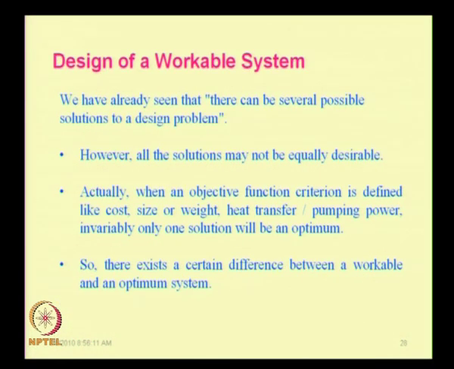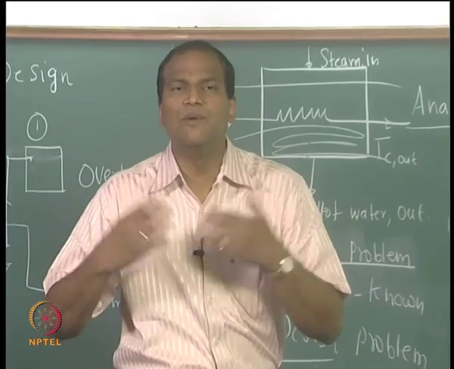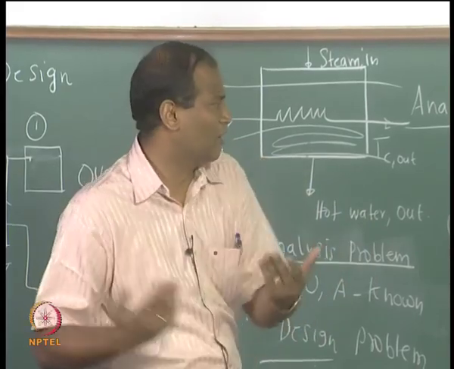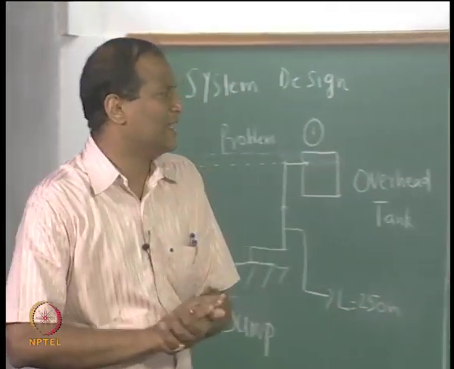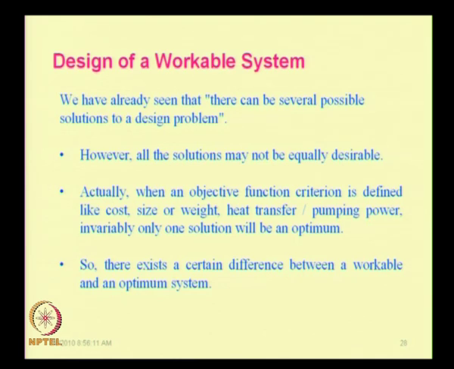Now we will go to design of a workable system. In yesterday's class we already saw that there are several possible solutions to a design problem, but all solutions are not equally desirable. Some solutions are better than others. Whether a solution is better depends upon the objective function, and on the analyst, on what the user wants to call desirable. When an objective function criterion is defined, it could be cost, weight, heat transfer to pumping power, specific fuel consumption, whatever, invariably there will be only one solution which will be an optimum.